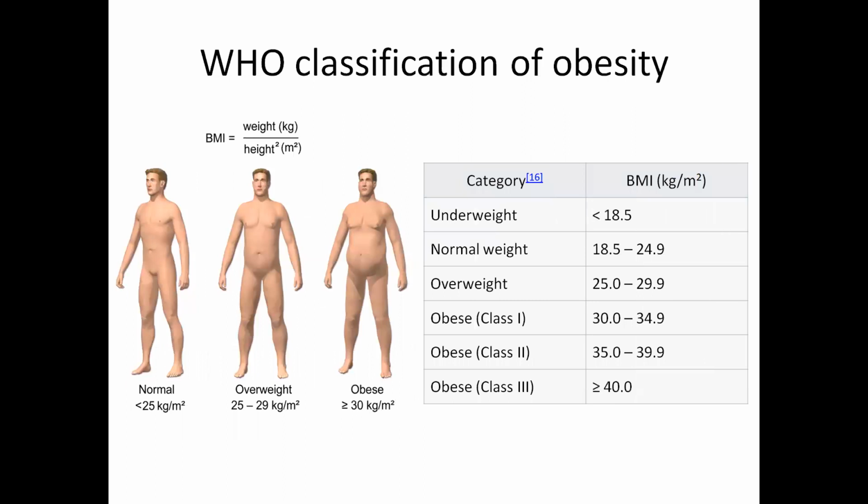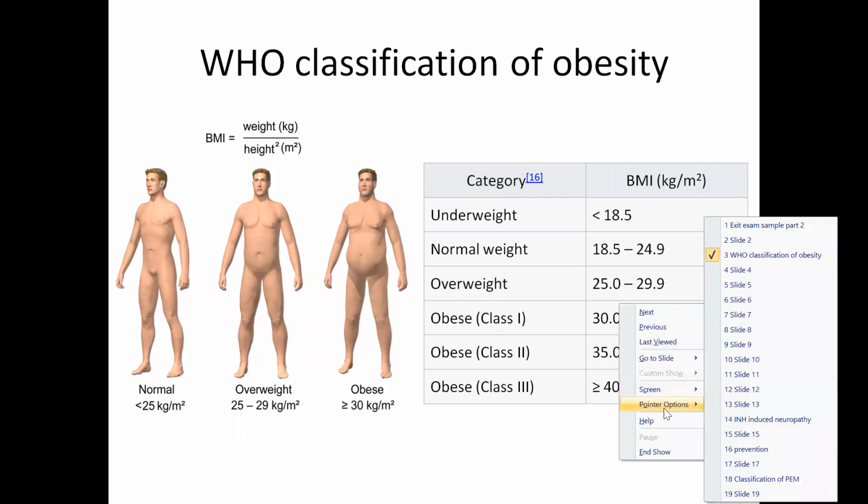So, the WHO classification of obesity. BMI, or body mass index, is calculated as weight divided by height squared. Weight is in kilograms and height in meters. Please, if they give you the height in centimeters, you have to change it to meters. So 1 meter is equal to 100 centimeters. So the WHO categorizes obesity as follows.